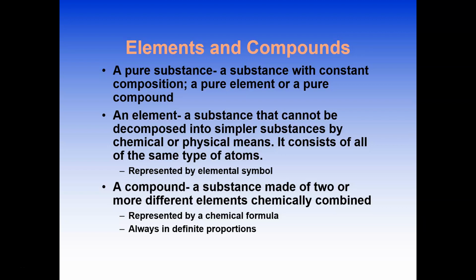And a compound is a substance made of two or more different elements that have been chemically combined. This is represented by a chemical formula, which we'll get more into later in the semester. And it always has definite proportions, meaning it always has the same amount of the stuff in it.